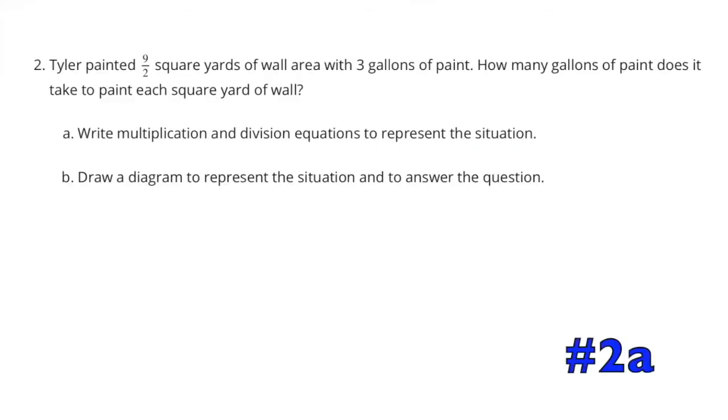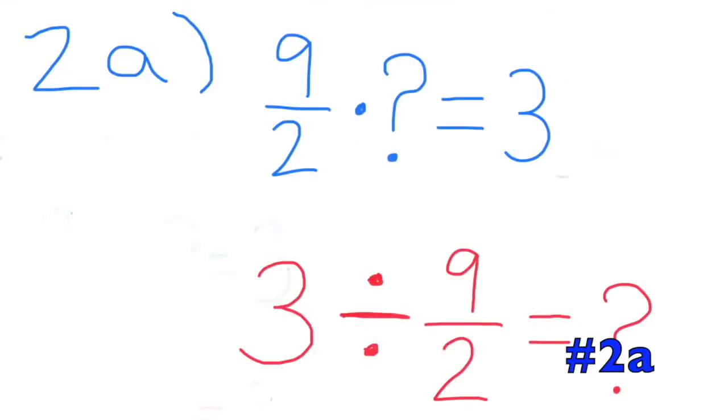Number 2. Tyler painted 9 halves square yards of a wall area with 3 gallons of paint. How many gallons of paint does it take to paint each square yard of wall? A. Write multiplication and division equations to represent the situation. 9 halves times what number equals 3? And 3 divided by 9 halves equals what number?